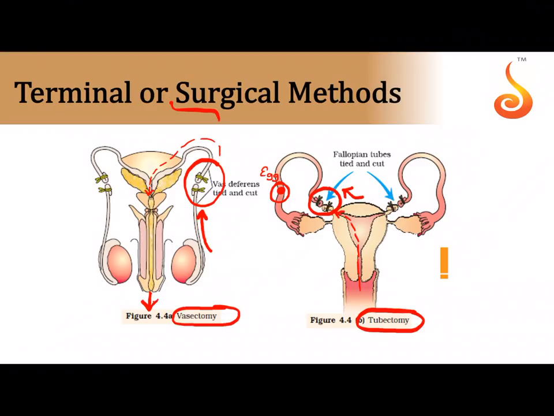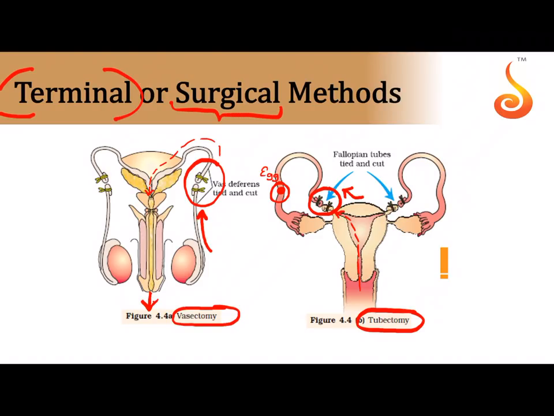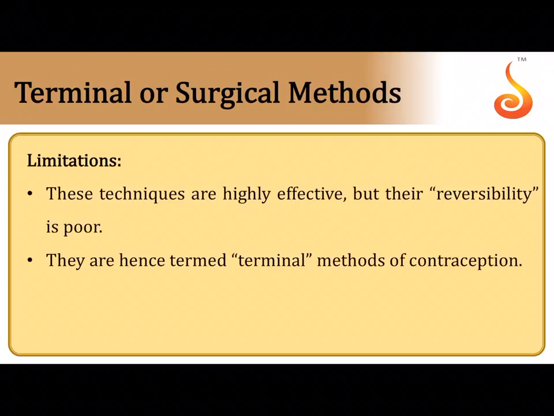So like I said, they require surgical intervention. And why are they called terminal methods? Because they are permanent. And there is a major disadvantage to this. The disadvantage is it has poor reversibility. It is not like a couple who get it done, change their mind that they want to bear children, and go for a reversal surgery. Reversibility is reported, but reversibility is very, very poor.